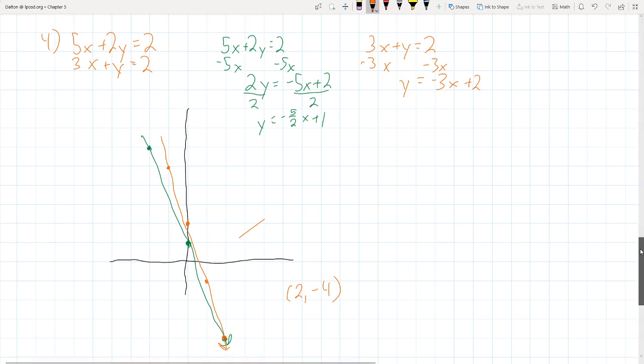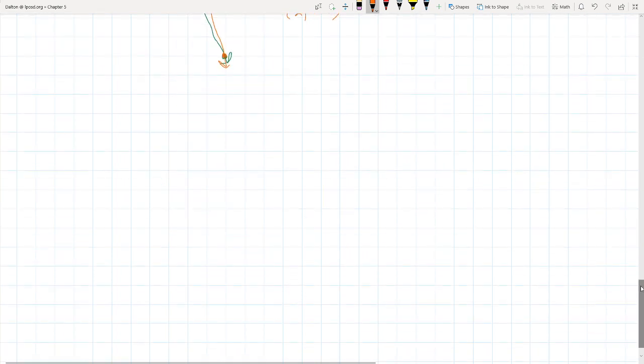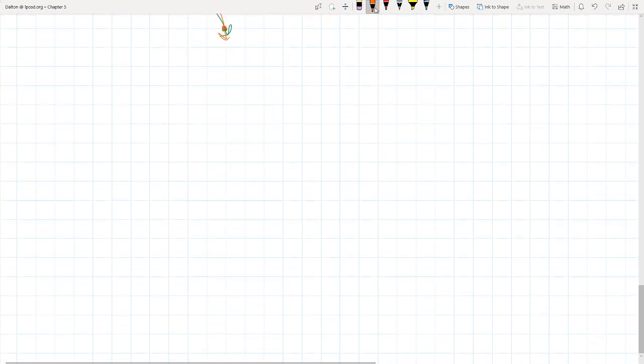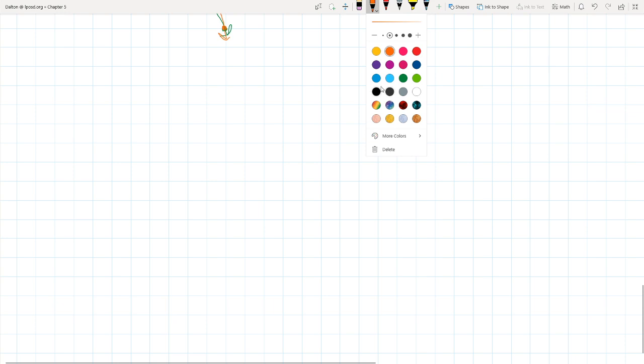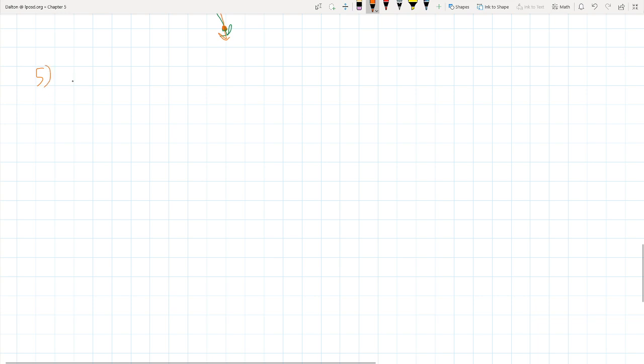Let's just do another one. That way you get this idea of this. And on this one, go ahead and pause for a second right before we go through it. See if you can do it on your own. So number 5, x plus y equals 7, and x minus 2y equals negative 5. See if you can do that for a second. Go ahead and pause this. I'm just going to continue on.